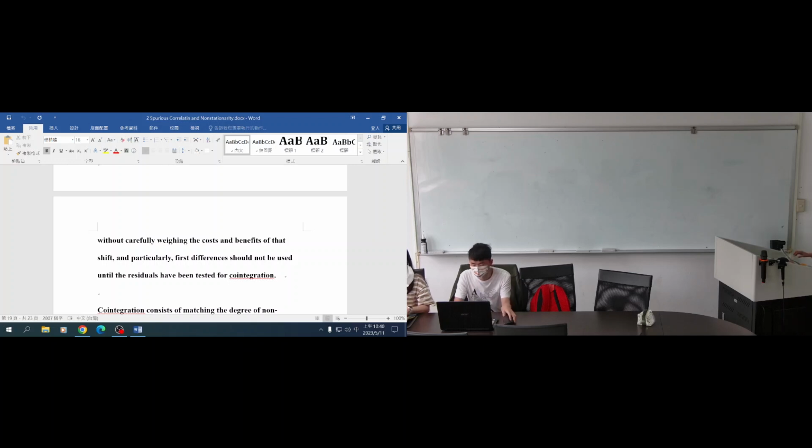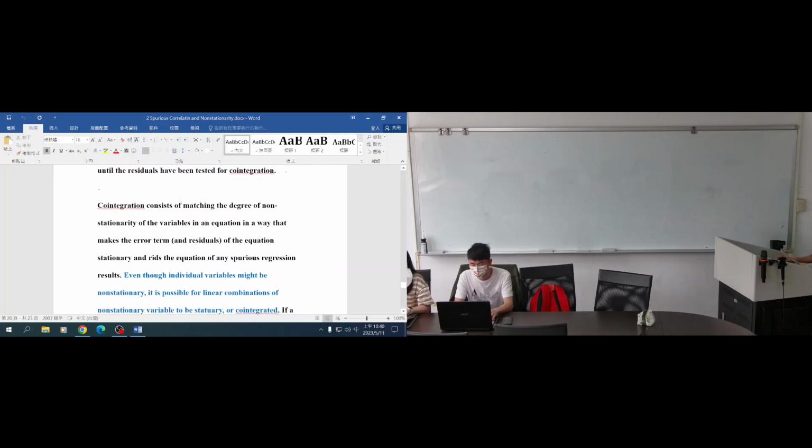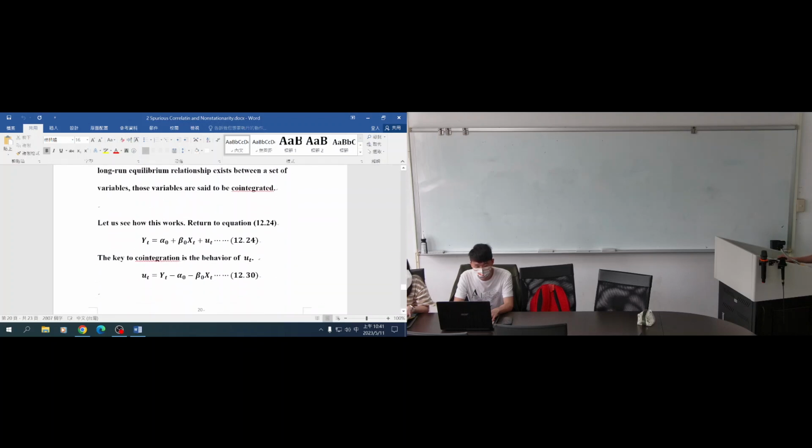So co-integration means what? Co-integration means matching the degree of non-stationarity of the variables in an equation in a way that makes the error terms, or what we call residuals, of the equation stationary. And in that case, it will get rid of the spurious result. So what do we mean by that? Let's look at this one.